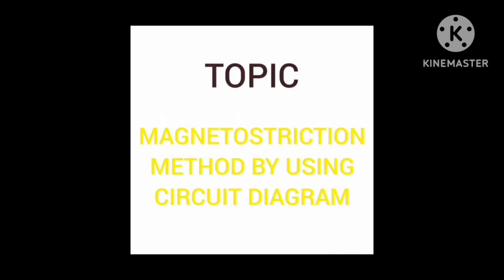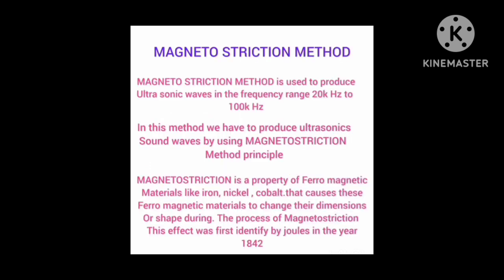Magnetostriction method by using circuit diagram. Magnetostriction method is used to produce ultrasonic waves in the frequency range 20 kHz to 100 kHz. In this method, we produce ultrasonic sound waves by using the magnetostriction principle.